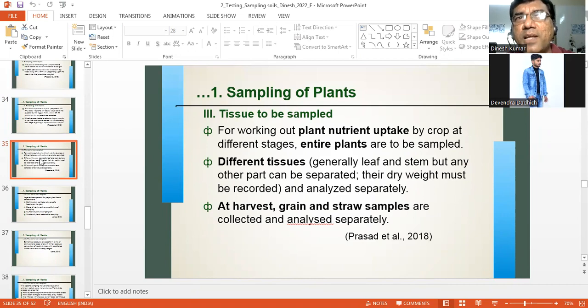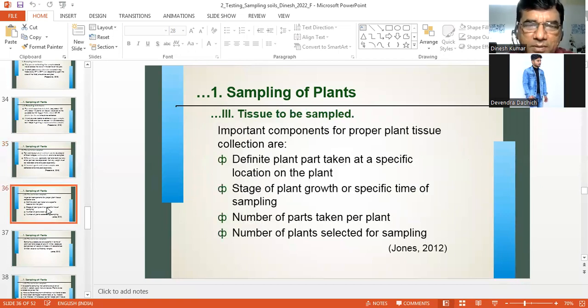If you want to know uptake in the whole shoot, then you need to harvest the above ground biomass. If you want to know the critical concentration in petiole, you need to take petiole, or leaf blade, or sometimes stem, or sometimes the shoot can be separated into the leaves and the stem. So what part to be sampled depends upon the nature, demand, or requirement of the researcher.